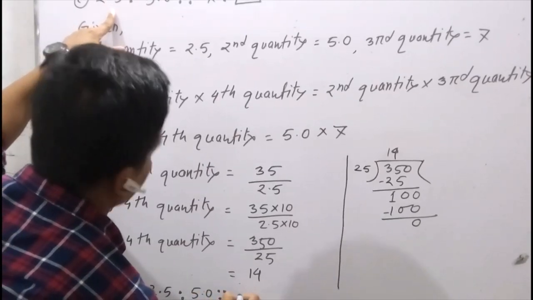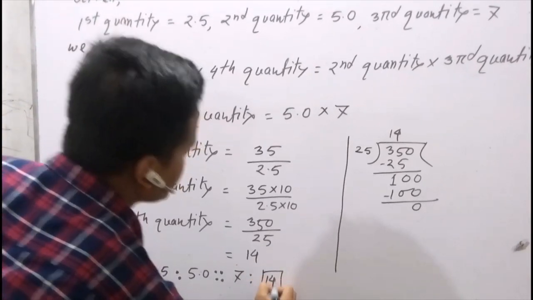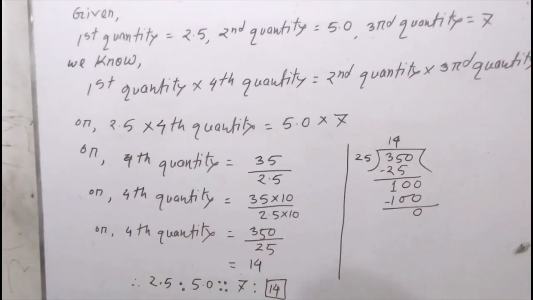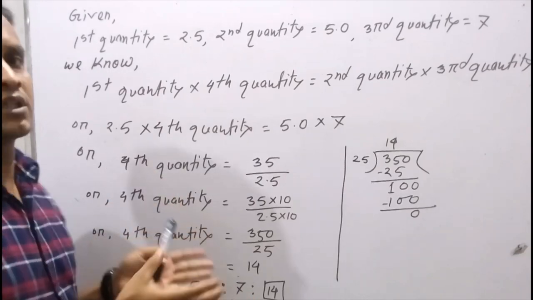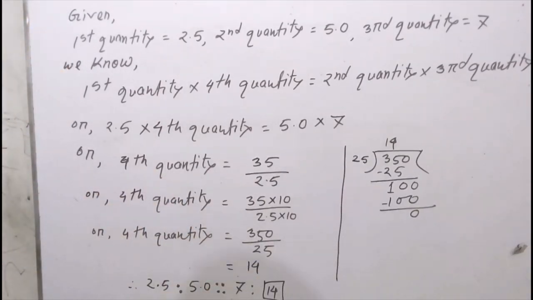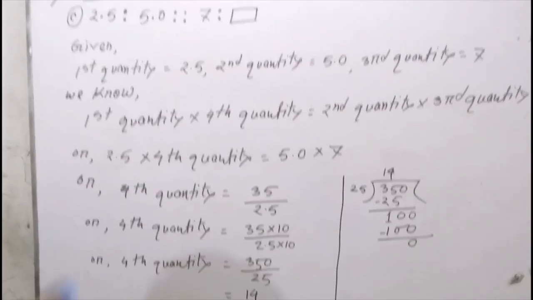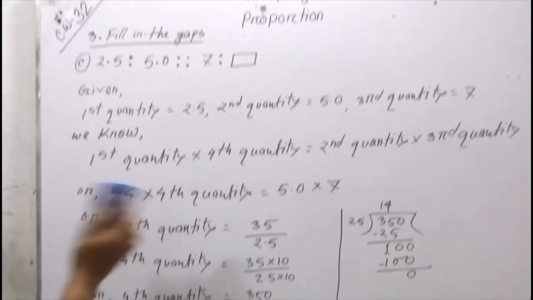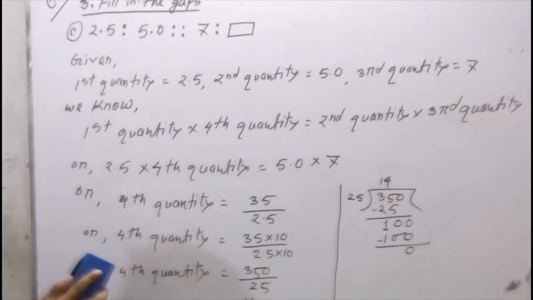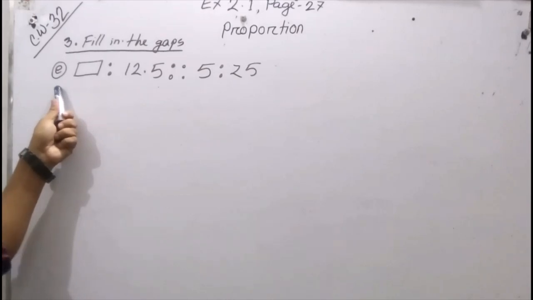So we can write 2.5 is to 5.0 proportion 7 is to 14. Have you understood this one? Same way we are solving the same maths. You may be thinking sir is writing that all types of maths are the same. I hope you have understood this one. This is the last math of number 3.